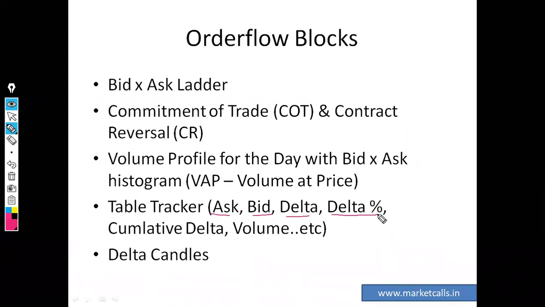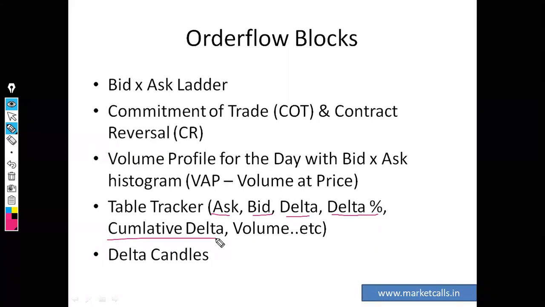Higher delta means, let's say higher positive delta means bigger participation from the buyers, and higher negative delta percentage means seller participation is higher in that particular candle. And then comes cumulative delta. Cumulative delta talks about how the buyers and sellers behaved throughout the day, so over a period of time, how the buyers and sellers interacted.